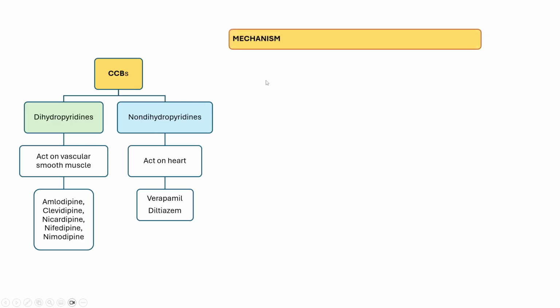So what is the mechanism basically? Calcium channel blockers block the voltage dependent L type calcium channels, and thereby decrease muscle contractility. If dihydropyridines act, they decrease the calcium in the vascular smooth muscle. Thereby, what happens to the vascular smooth muscle? There will be vascular smooth muscle relaxation and vasodilation.